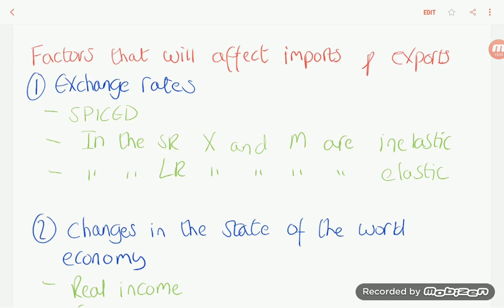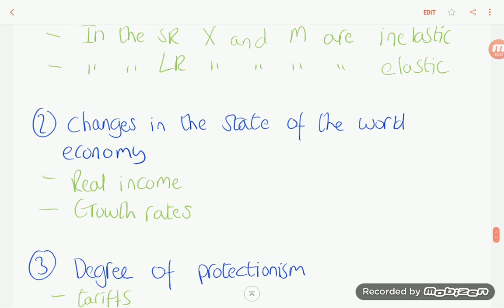Changes in the state of the world economy. The higher a country's real income, the more it tends to import. So net exports fall as real income rises. The state of the world economy also affects exports and imports.